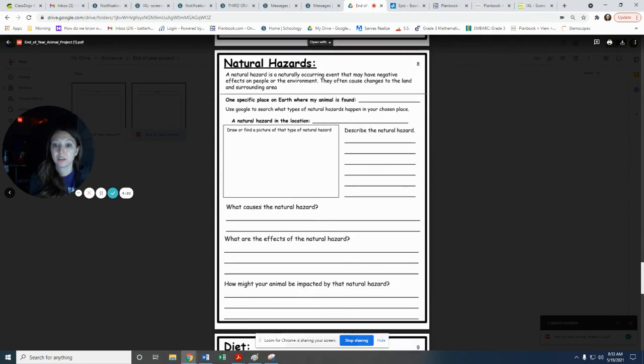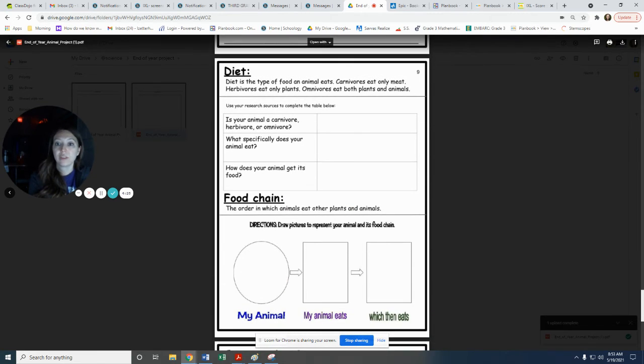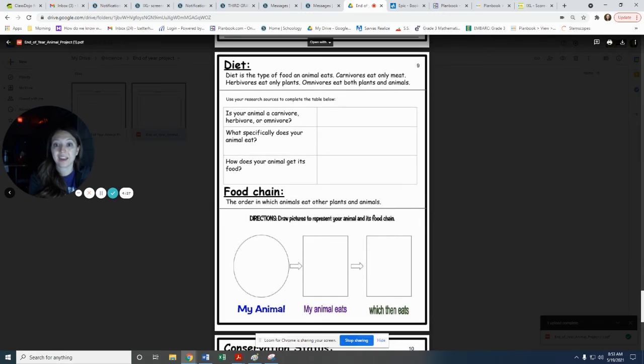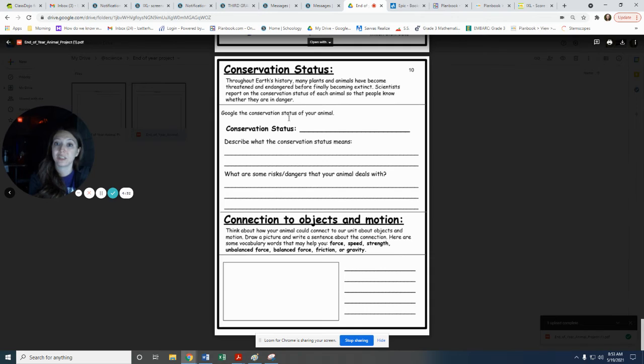You're going to research whether there are any natural hazards in that place. You're going to pay attention to what your animal eats and the food chain that your animal is part of. You're also going to pay attention to the conservation status. That means whether your animal is endangered or extinct. And you're last going to make a connection to objects in motion. You're going to need to see how your animal relates to words like force or speed or strength, and make a connection there. So it really covers everything we've done so far in science, all wrapped together in a research project.